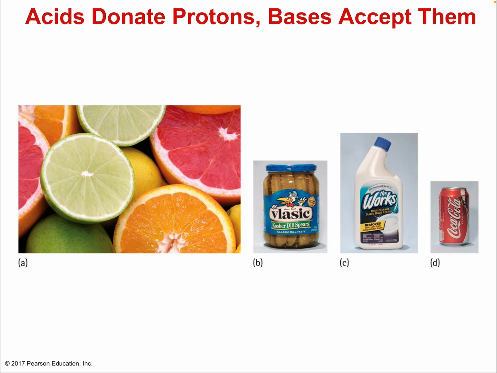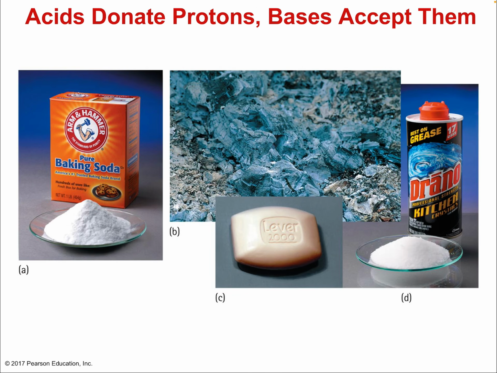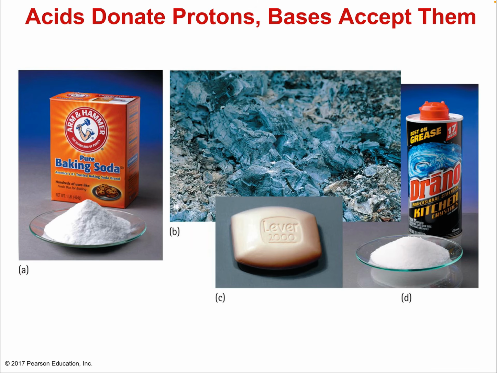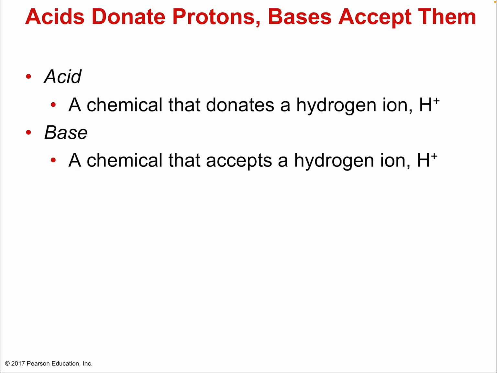All right, so let's talk about acids and bases. Maybe you recognize that some of these are acidic and some are basic. Here are some examples. By the way, these ones are all acids, including vinegar and citric acid, and sodas, or at least colas. And these are all bases, like Drano, soap, and baking soda. An acid, simply put, is a chemical that donates a hydrogen ion.